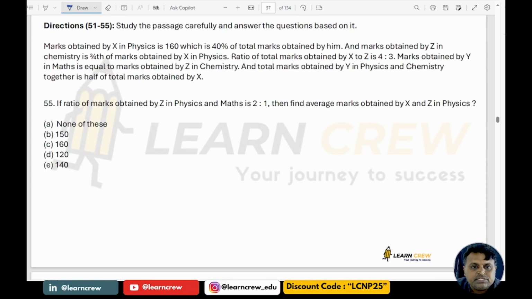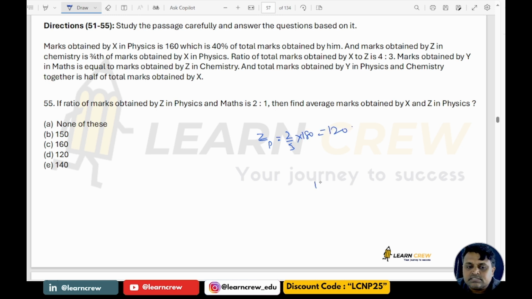Next, if the ratio of marks obtained by Z in physics and maths is 2:1, find the average marks obtained by X and Z in physics. So the marks obtained by Z in physics and maths together is 180, out of which Z's physics marks are 2/3 of 180, which is 120.